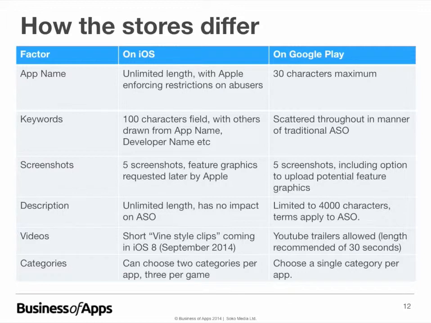Whereas on Google Play, you're limited to 4,000 characters, which I would say is still plenty for an App Store description. But terms also apply to App Store optimization. So for example, keywords matter inside the App Store description. If you're a football app and you mention the word football throughout that description a sensible amount of times, then that's going to help you in the long run.